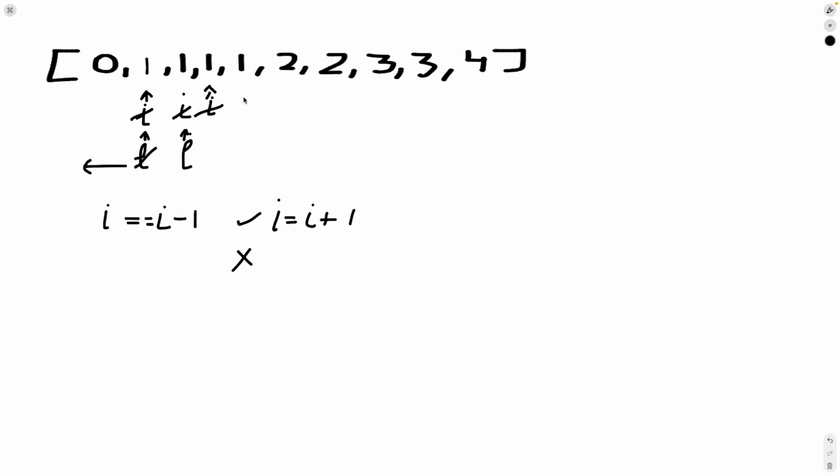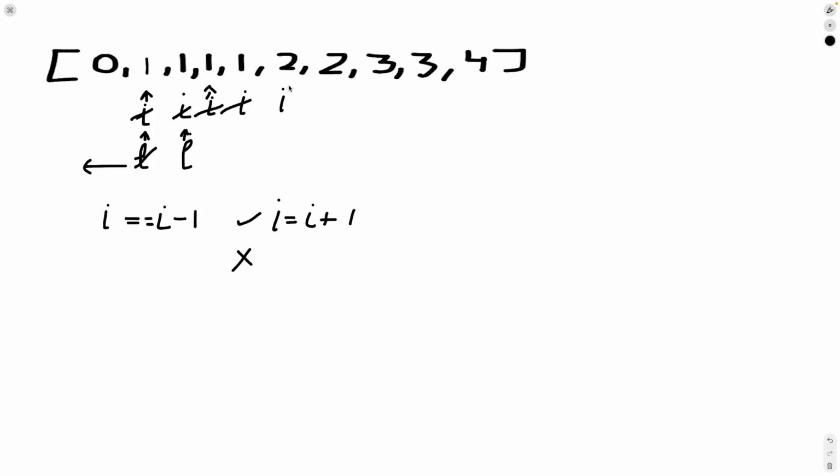It's going to move I to the next pointer. Again, it's going to do the same thing. Is I equal to I minus 1? Yes, so it's going to cross this out and move I to the next position. Now, is I equal to I minus 1? No, we have a new unique element.